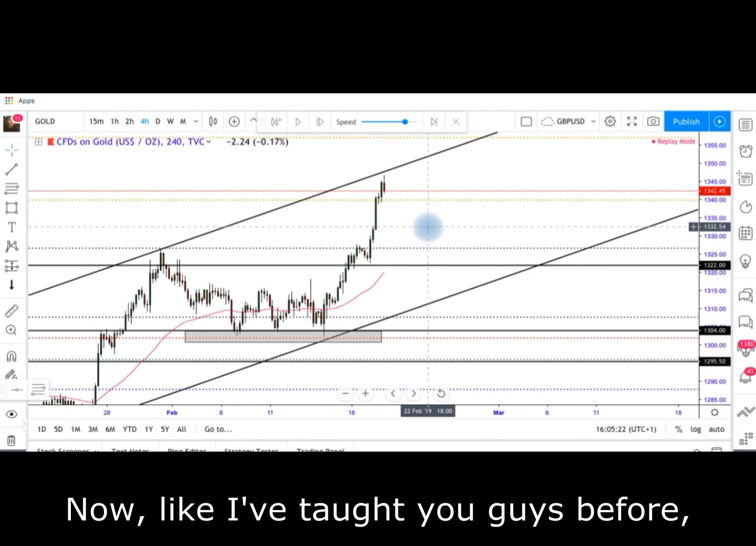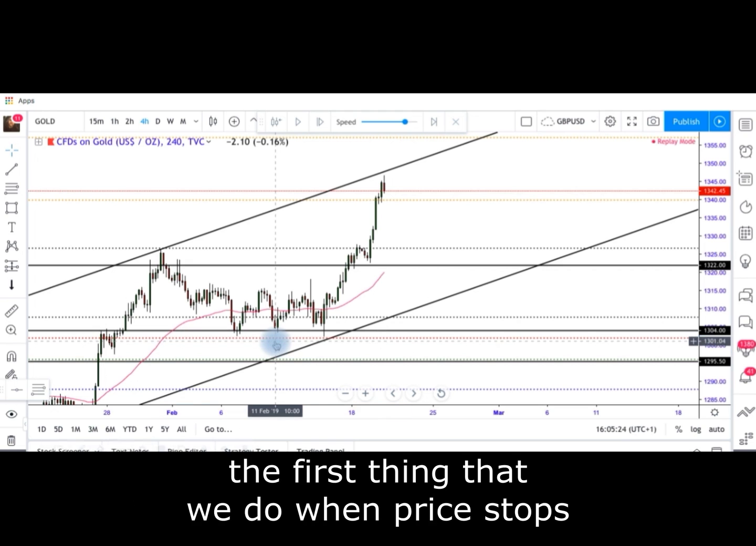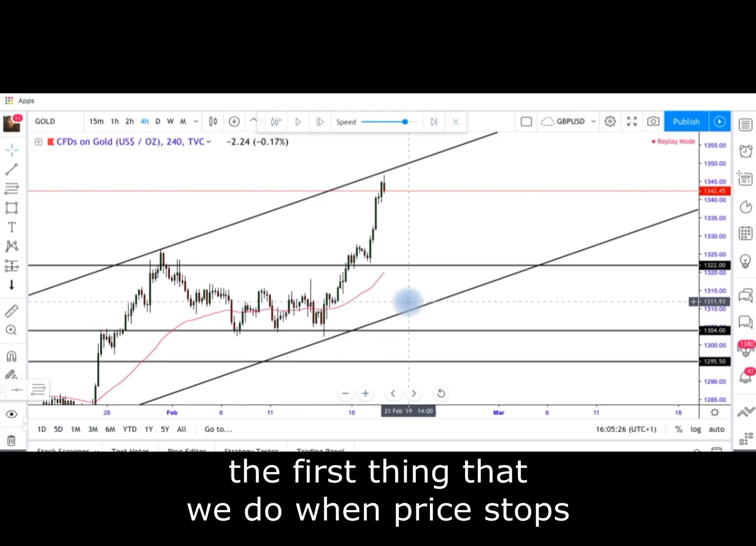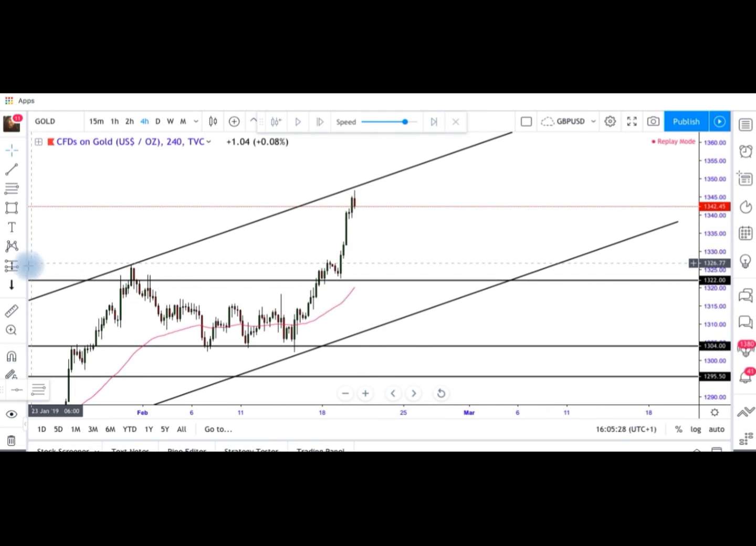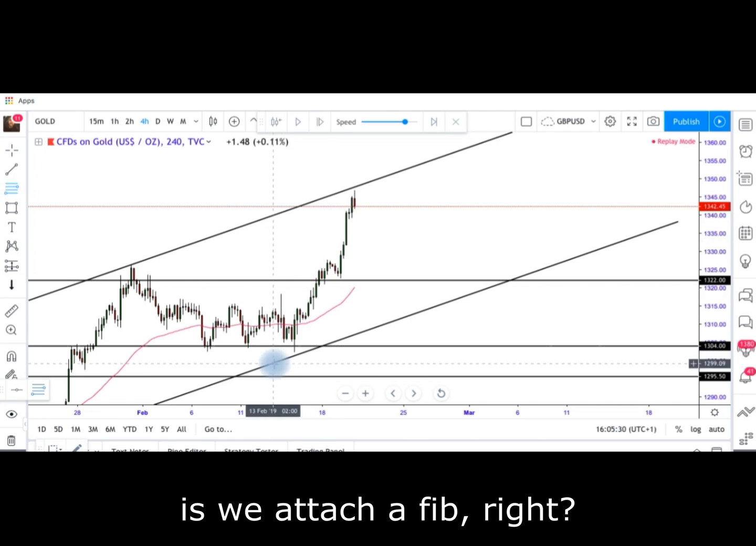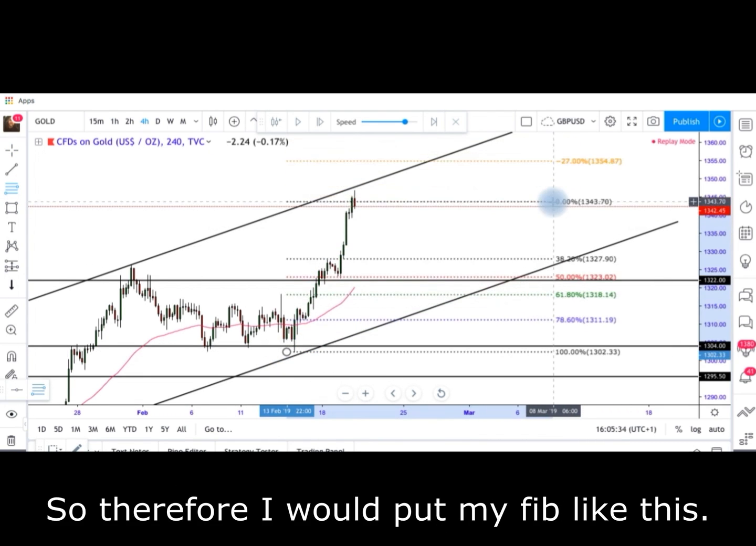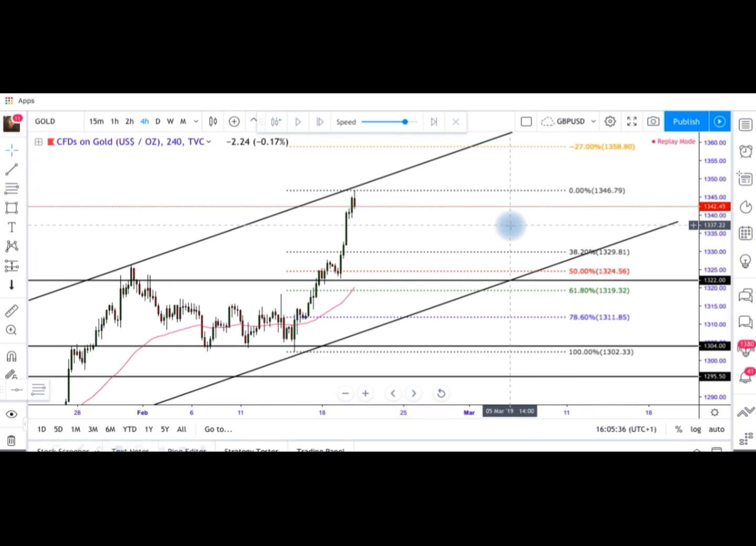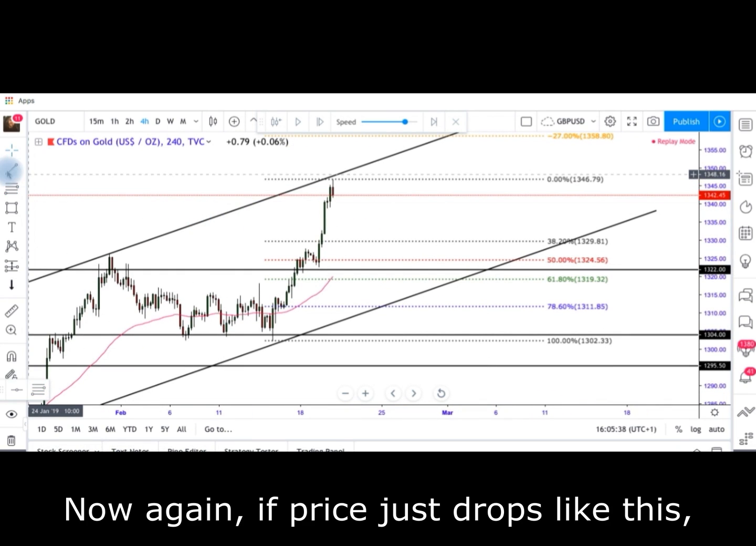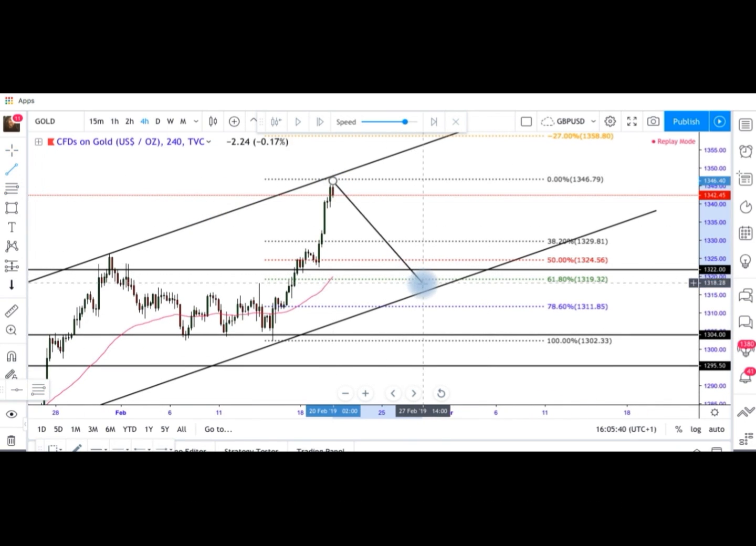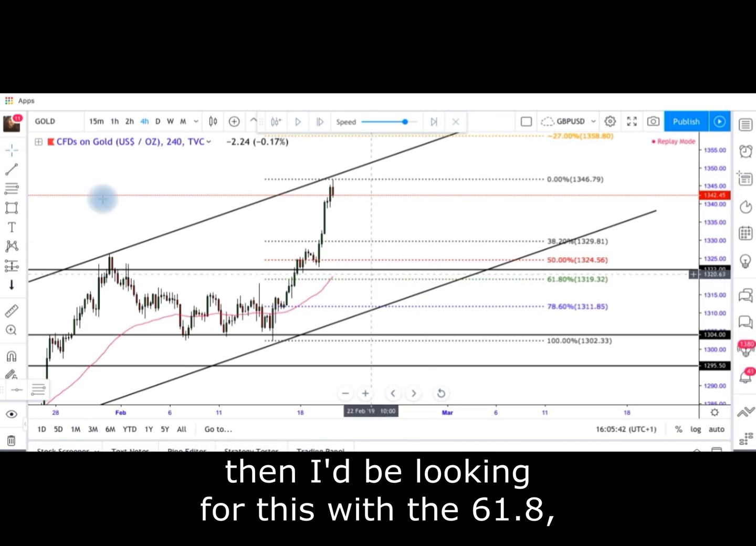Now, like I've talked to you guys before, the first thing that we do when price stops is we attach a fib, right? So this is a signal to me that price is beginning to stop. So therefore I would put my fib like this. Now again, if price just drops like this, then I'd be looking for this with 61.8.